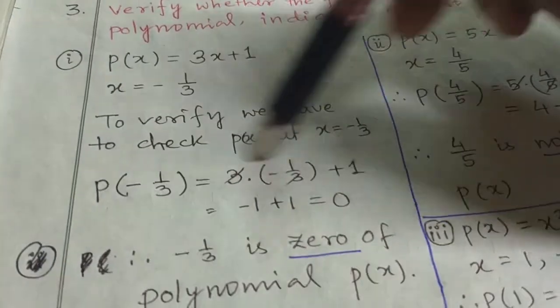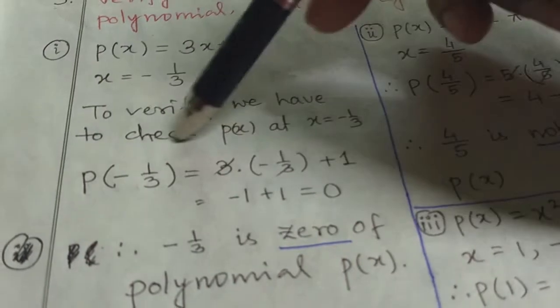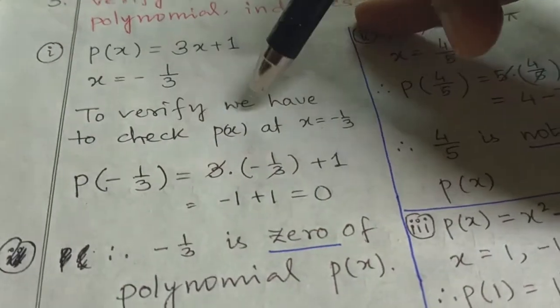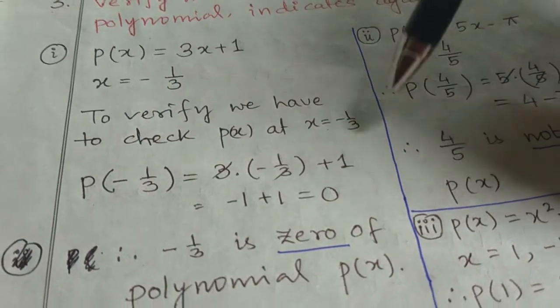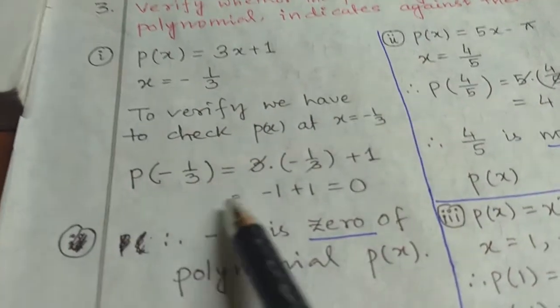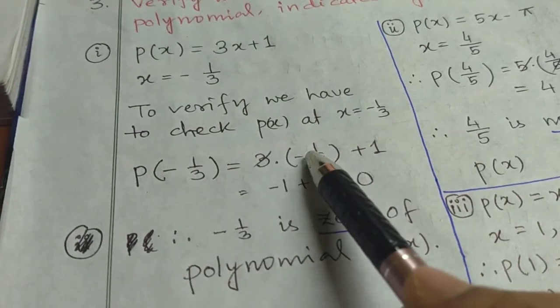So in this question I just wrote this thing so that you can understand. In the exam you don't need to write this line, okay? To verify, we have to check p(x) at x equal to minus 1 by 3. So p(minus 1 by 3), I just put the value in 3x plus 1. So instead of x I am putting minus 1 by 3.